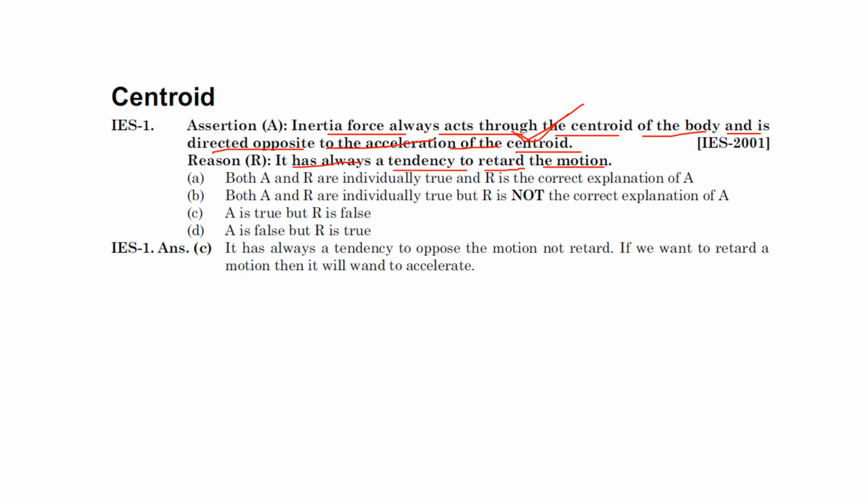No, that does not happen. Okay, so the answer is C. C, not D. C.